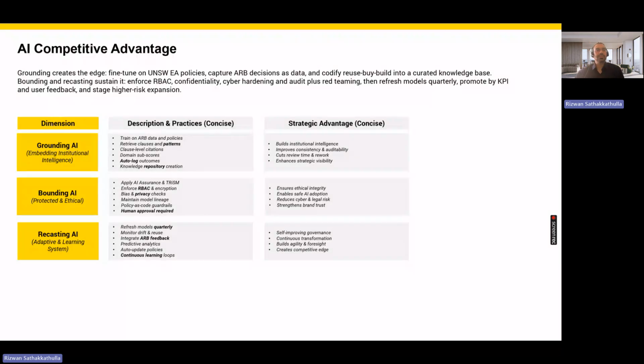The next framework that we considered was around AI competitive advantage of grounding, bounding, and recasting. In the grounding domain, we need to ensure how we bring the different information together in the data repository or in the data lakehouse.